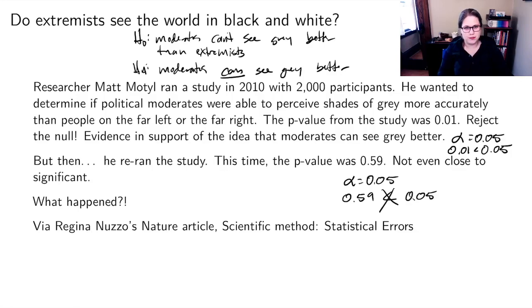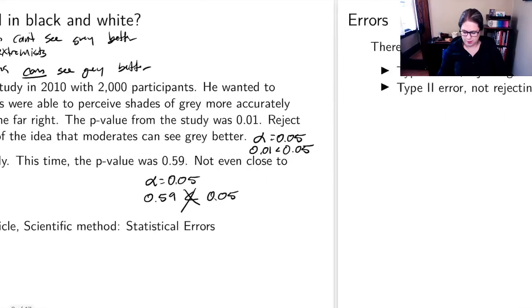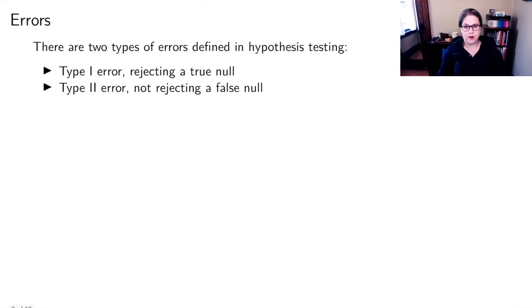And the question is, what happened here? So one version of the study showed a lot of significance, a lot of evidence against the null, and the other one did not show any evidence against the null. And there's a lot of things that could have been going on in this example. One of them has to do with errors.